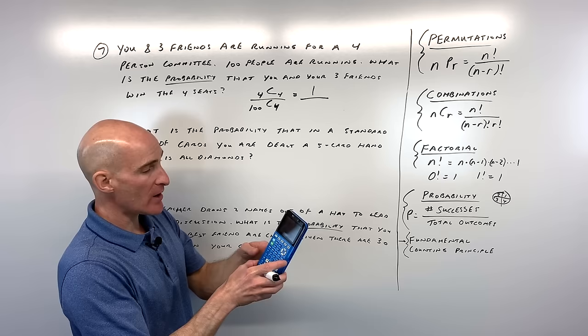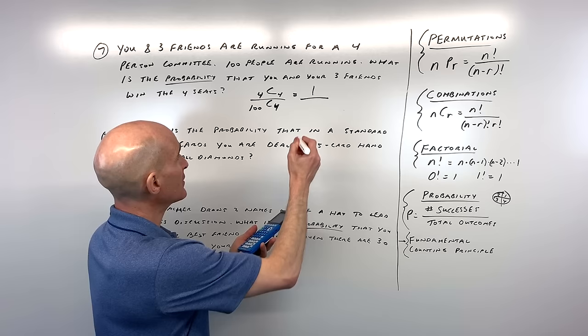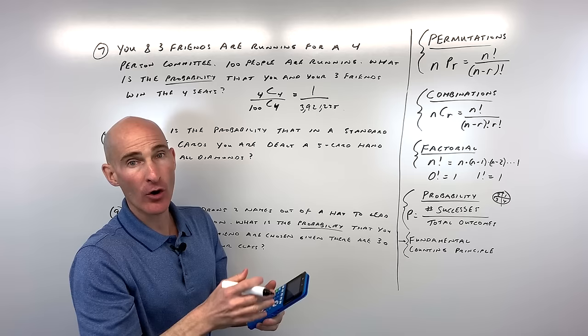Let's see what 100C4 is, combination four. That's a big number here. We have 3,921,225. So one out of about almost 4 million. Okay, so slim chance, right?